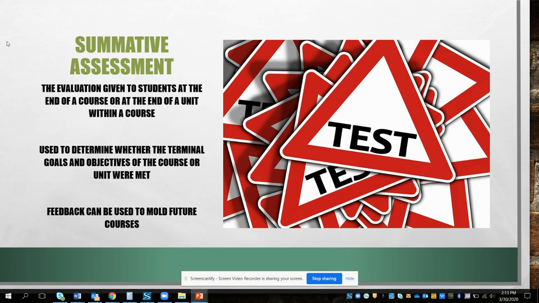Now, in terms of formative versus summative testing, the summative assessment is going to be like a unit exam or a final exam, where these are heavily weighted, usually high stakes, and could alter their performance in the course.